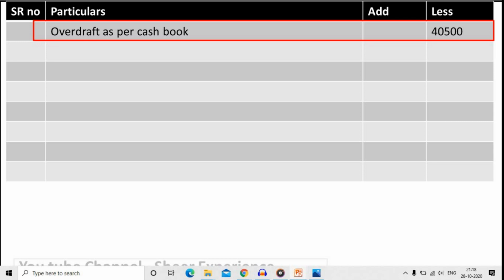Before going to the next transaction, one important point we should always keep in mind while preparing a bank reconciliation statement: if the mismatch amount is related to the receipt side of the cash book, then it increases the closing balance of the cash book. If the mismatch amount is related to the payment side of the cash book, then it decreases the closing balance of the cash book.